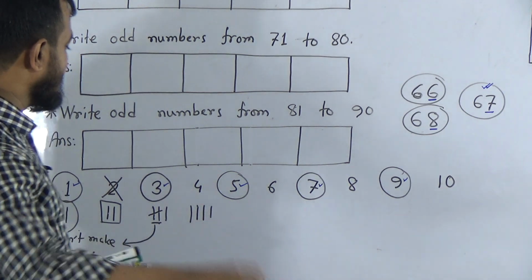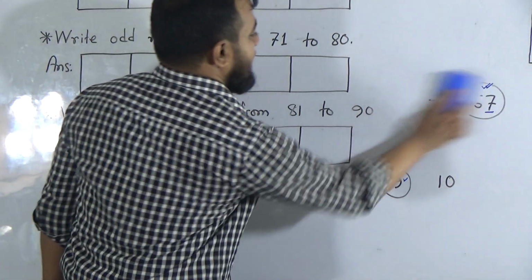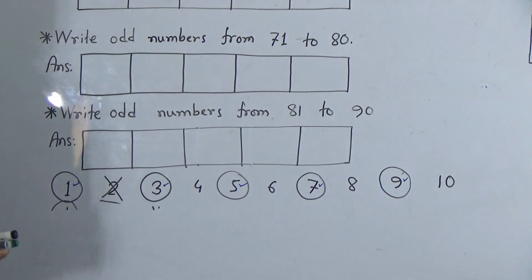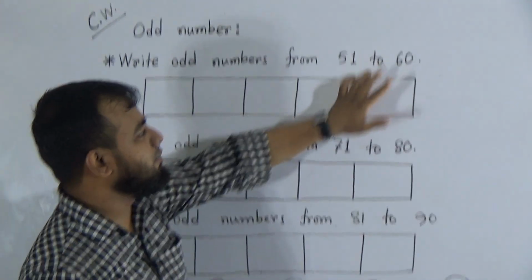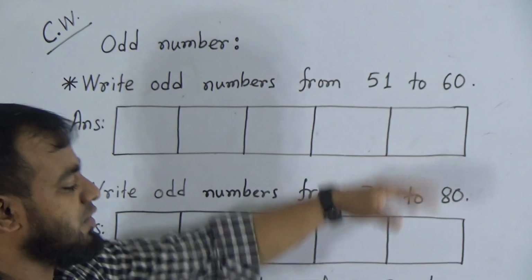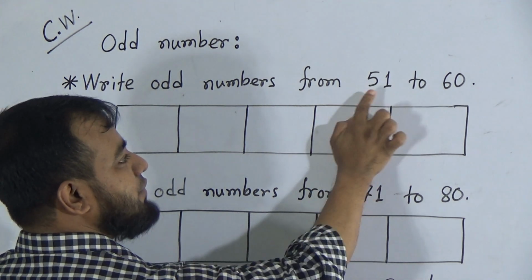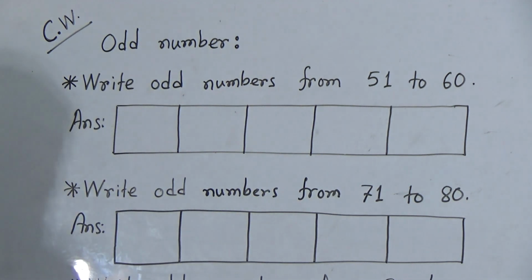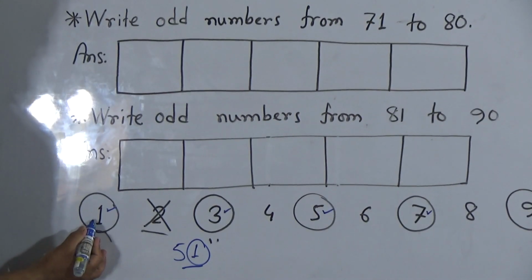Now I am going to solve the 3 questions. I have written them down here. The first question is: write odd numbers from 51 to 60. That means between 51 and 60, the odd numbers need to be written in these boxes. So the first number from 51 to 60 is 51. And compare here, 51 has 1 in the ones place, and we already know that 1 is an odd number.